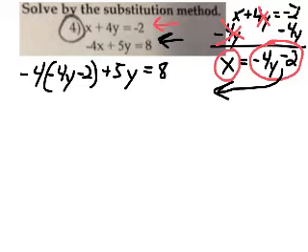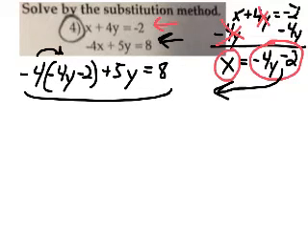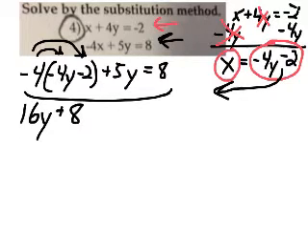Okay, so now we have to solve this. We have it all in one variable. Everything here is one variable. We just have y, so we're solving for y. Then we'll figure out what x is later. Okay, so we distribute the negative 4 over negative 4y and over negative 2. Negative 4 times negative 4y is a positive 16y. Negative 4 times negative 2 is a positive 8. And that's plus 5y, and that equals 8.